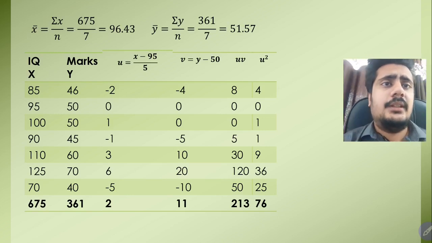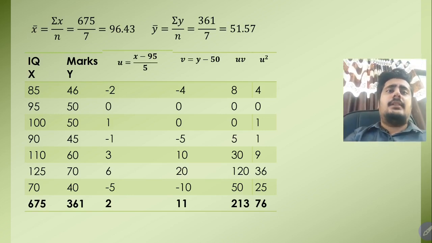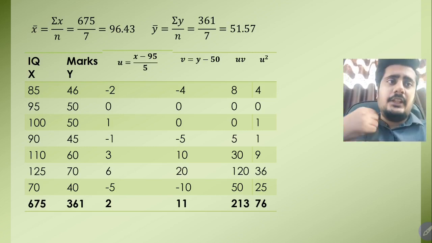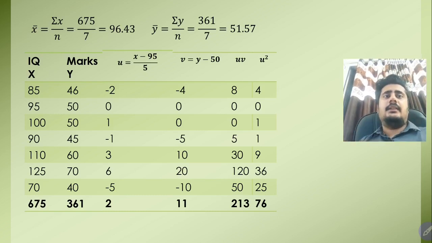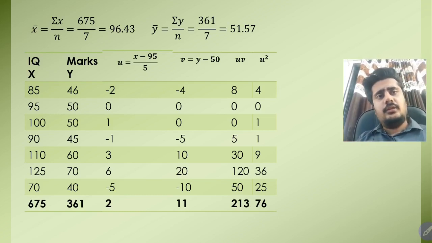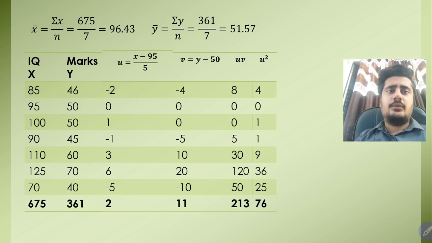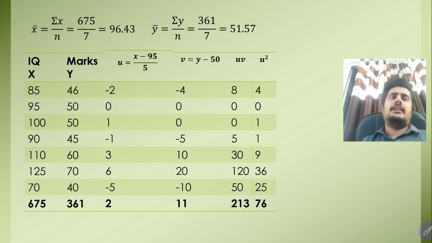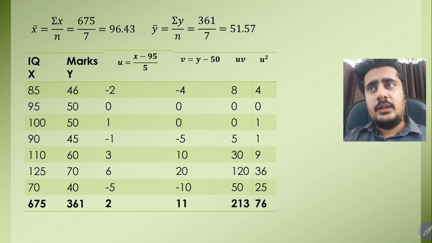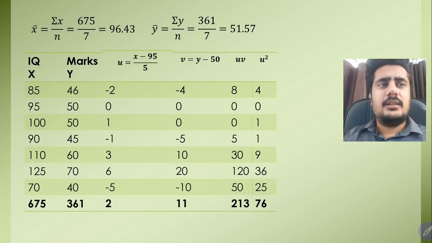So basically in this question, we have subtracted 95 and divided by 5 while forming u, and we have subtracted 50 while forming v. While forming v, we have not divided any digit, and while forming u, we have divided by 5. Sir, is it okay to divide in one and not divide in the other? Yes, it will be good. It is fine if you divide in u and don't divide in v, or vice versa. As I told you, if you are dividing, then you have to make the changes. If you don't divide, then it's okay.